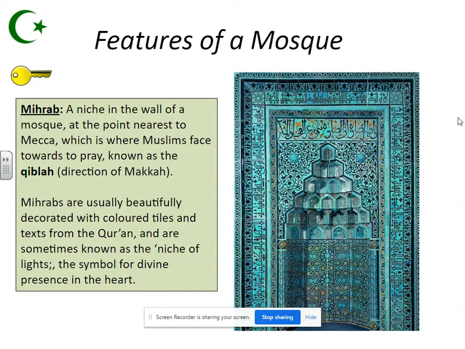Now, mihrabs are usually beautifully decorated with coloured tiles and text from the Quran. Sometimes known as the niche of light and the symbol for divine presence in the heart. So when you include your internal feature of the Qibla later on in your design, or the internal feature of the mihrab and the Qibla, the direction of Mecca, have a real think about what sort of Arabic design you might include there. Okay, it has quite a lot of detail in it.